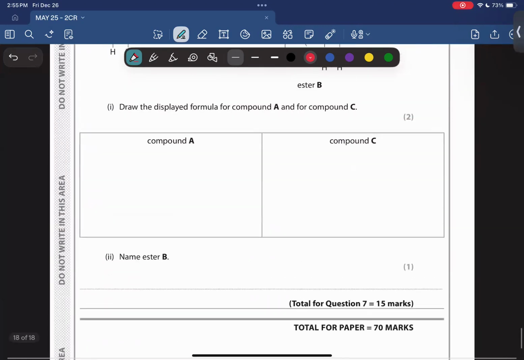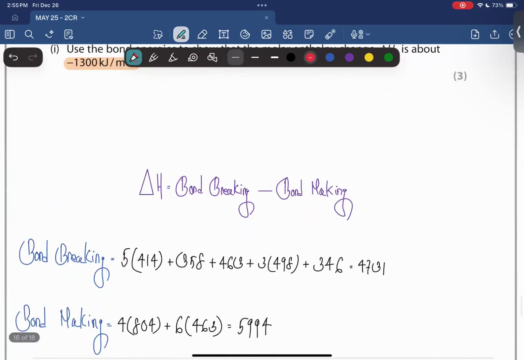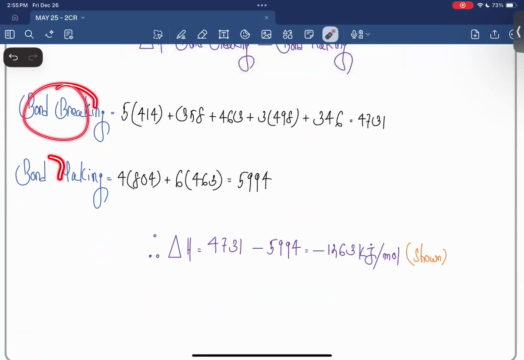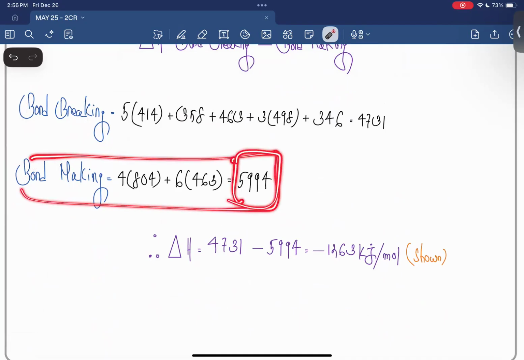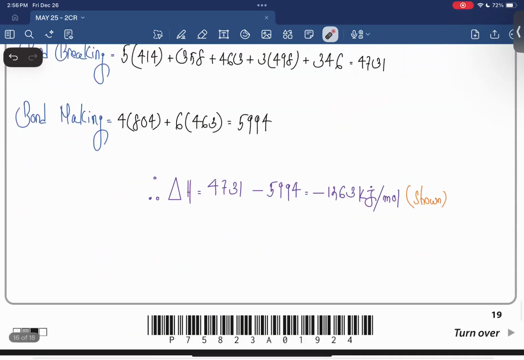A few more questions. Explain in terms of bond breaking why this reaction is exothermic. Bond breaking, bond making. So more energy is given out during bond formation, bond making, than is needed to break the bonds. And hence the reaction is exothermic, right?